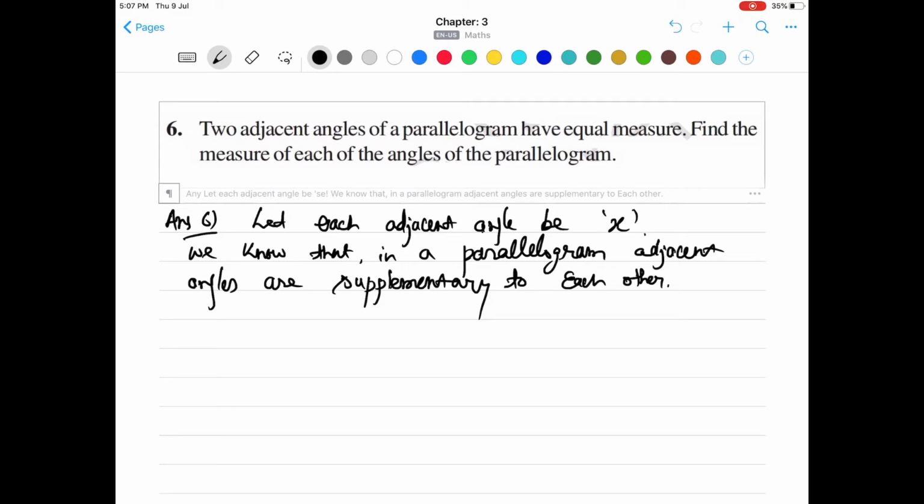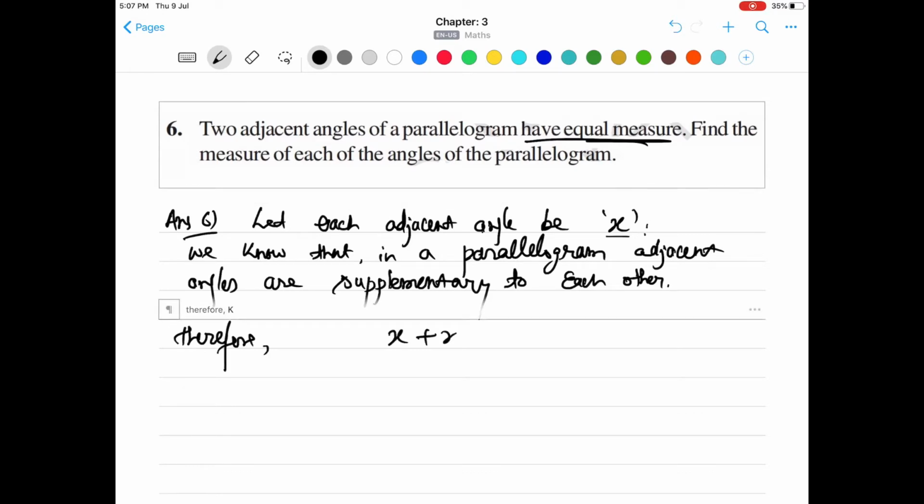That means we have assumed that the two angles are x and x, as it is given they have equal measure. Therefore x plus x, by the property of a parallelogram, their sum has to be equal to 180 degrees. So this 2x will be equal to 180 degrees, and x will be equal to 180 degrees divided by 2, equals 90 degrees. So the two adjacent angles of this parallelogram will be 90 degrees.